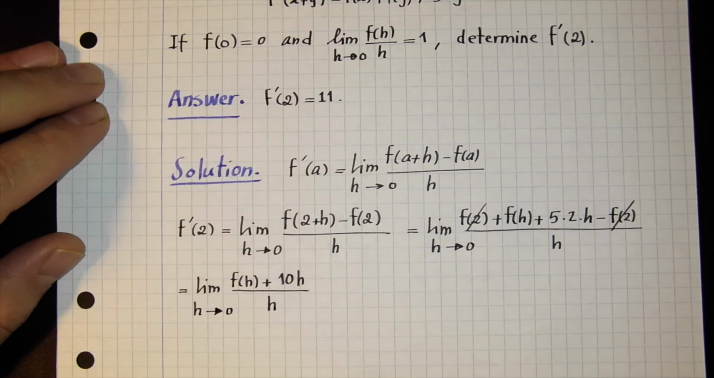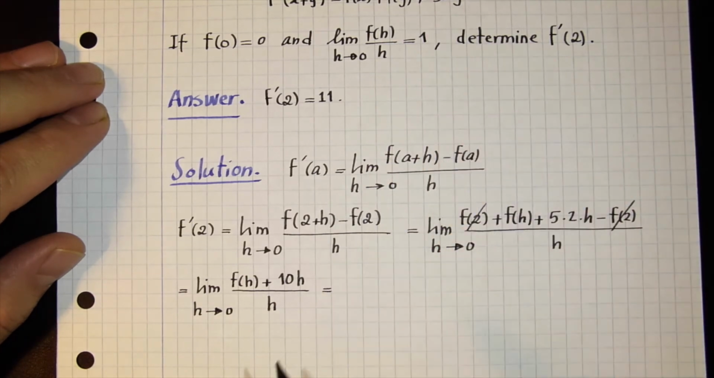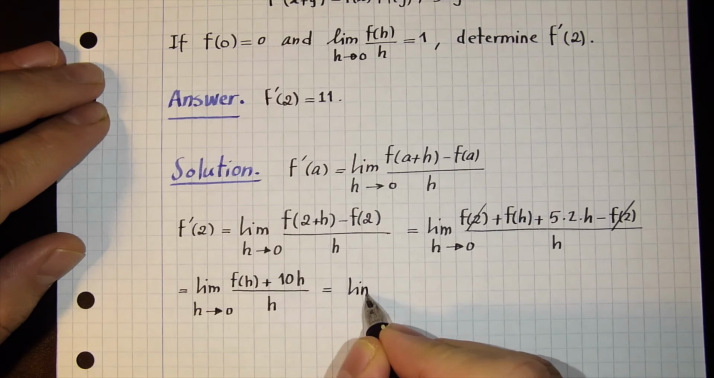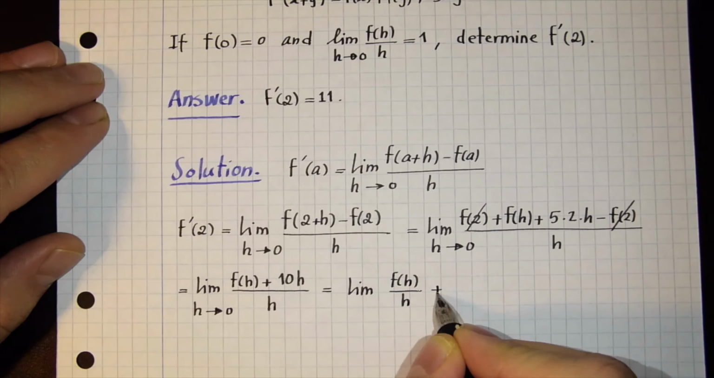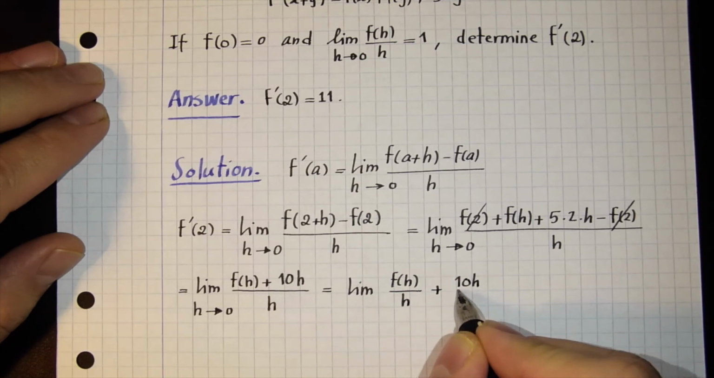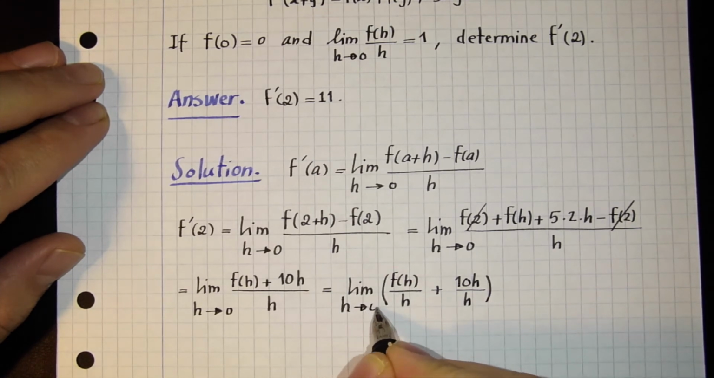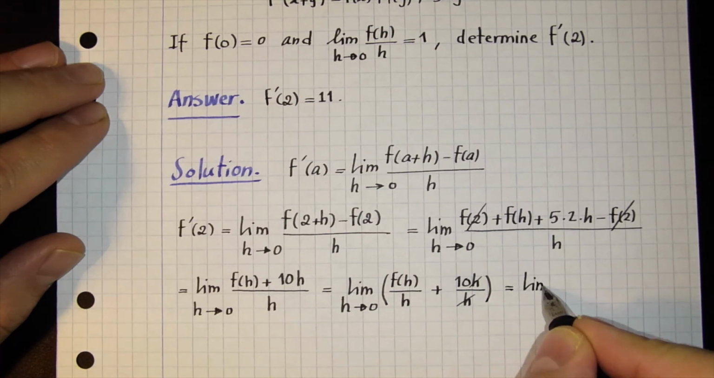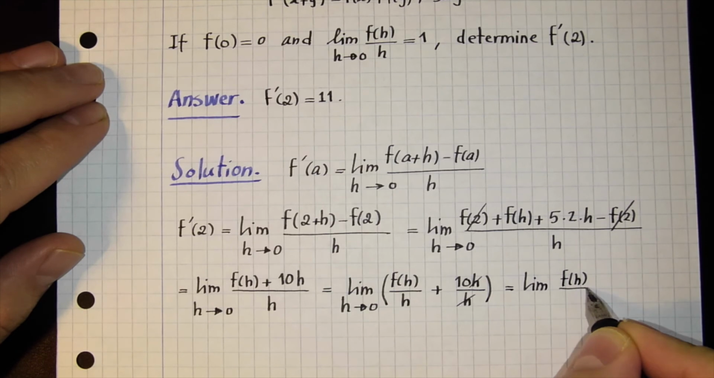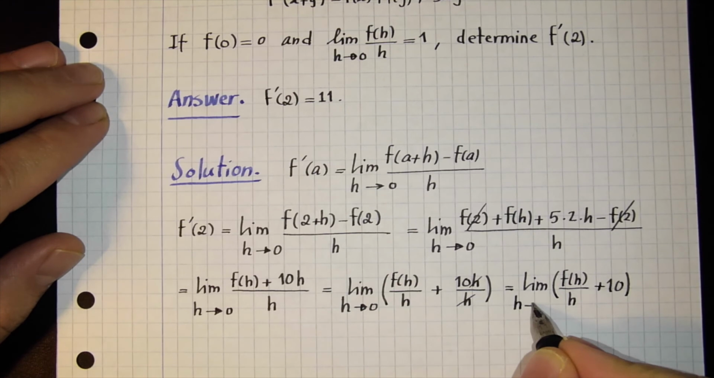Yes? But then if you just pay a little bit of attention, because you have the limit of f of h over h equal to 1, this motivates you to write this separately as f of h divided by h plus 10h divided by h, when h goes to 0. But then here, this h and that h are cancelled, so this becomes the limit of f of h over h plus 10 when h goes to 0.